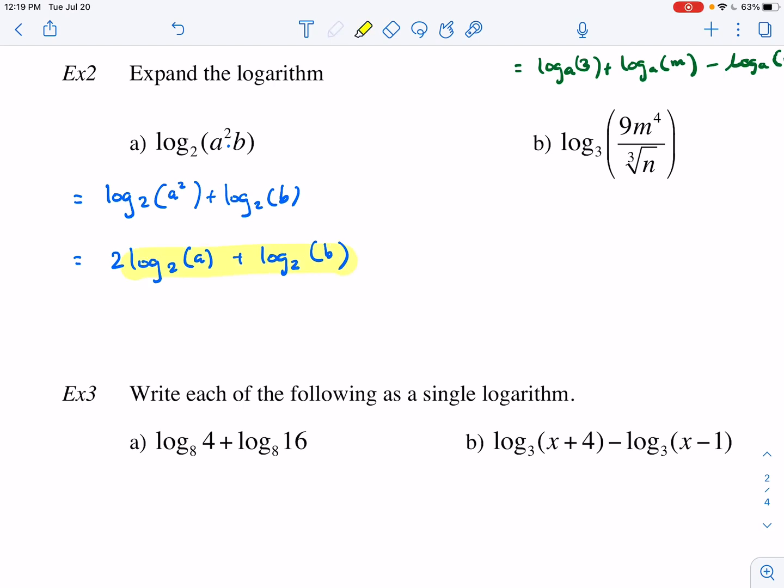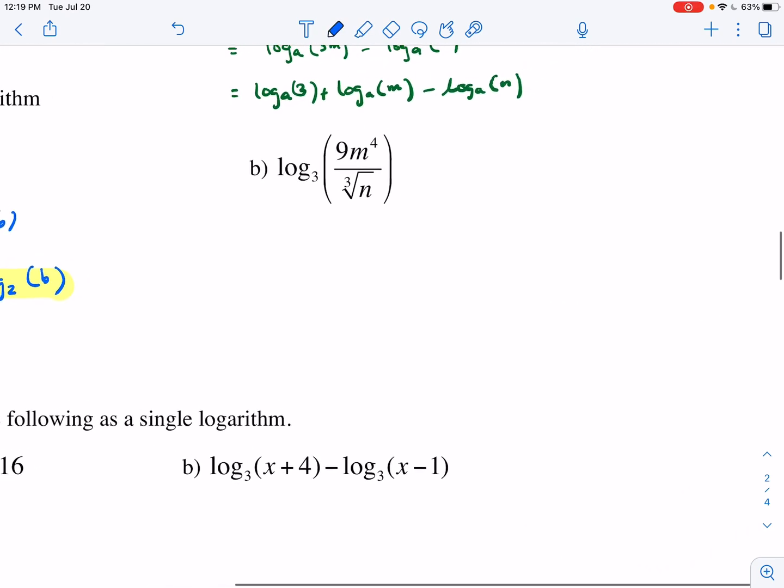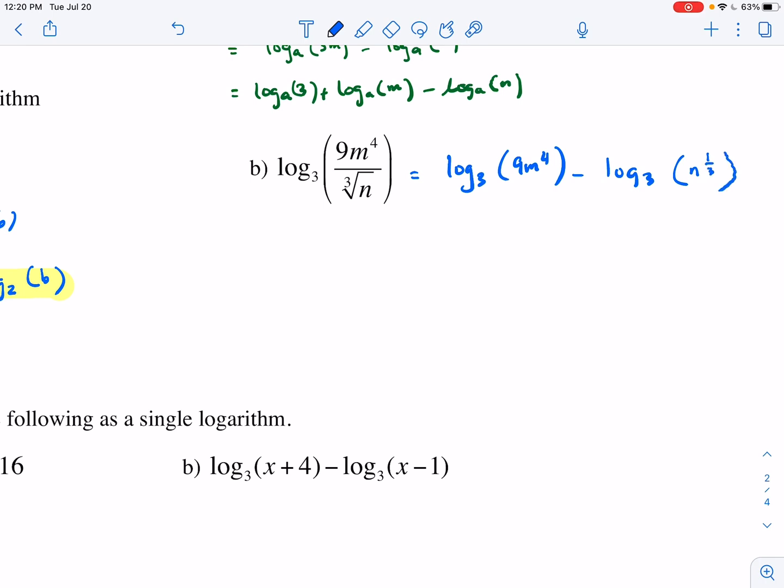Part B, we have log base 3 of the quotient of 9m to the 4 divided by the cube root of n. So I would apply the quotient rule of logarithm first. So we say log base 3 of 9m to the 4th, which is the numerator, minus log base 3 of cube root of n. I'm going to go ahead and rewrite that as n to the 1/3, to save me a step here. So n to the 1/3 is the same thing as cube root of n.